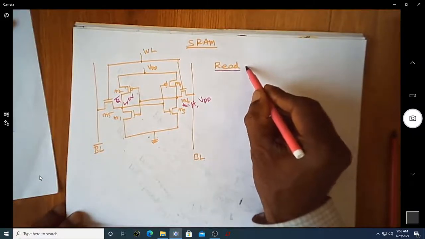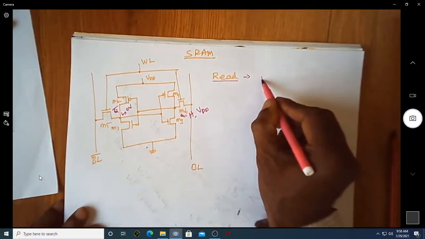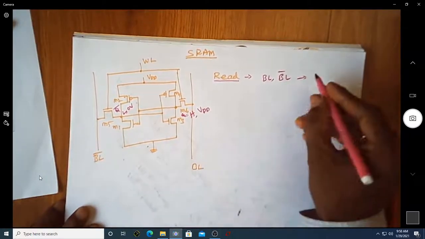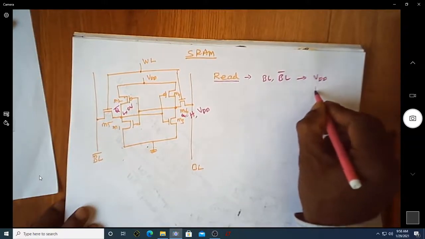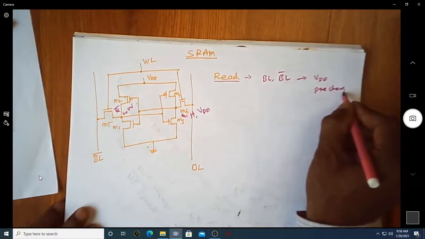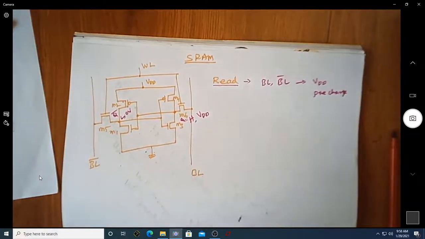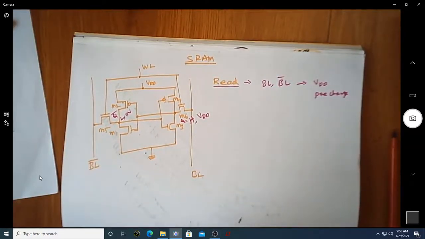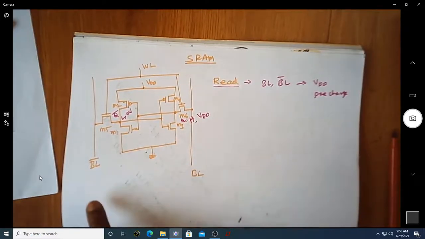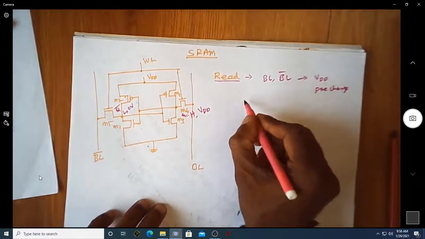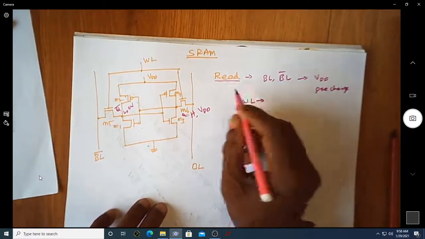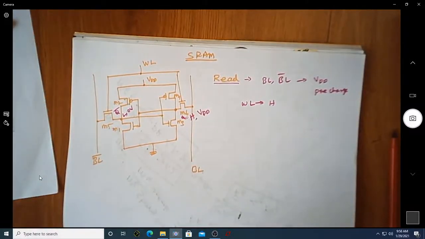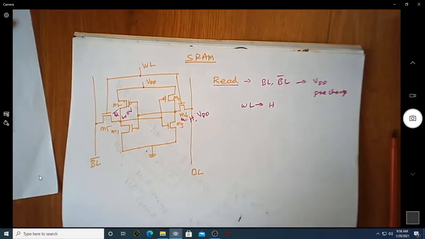For the read operation, first and foremost, both the bit line and the bit line bar are made equal to VDD, which we call pre-charge. Before we actually read any bit on a memory, the bit lines are pre-charged to VDD. Then we make the word line equal to high. Making the word line high means that you want to read or write the value.